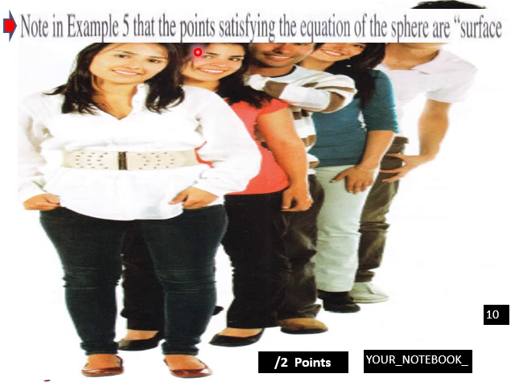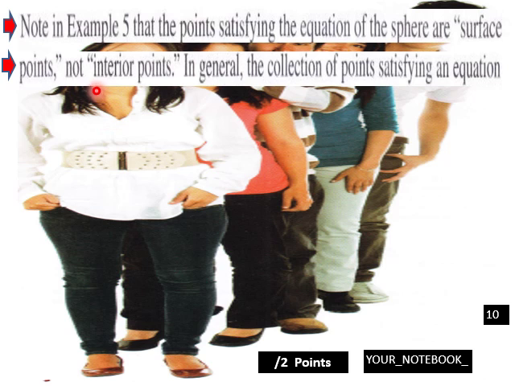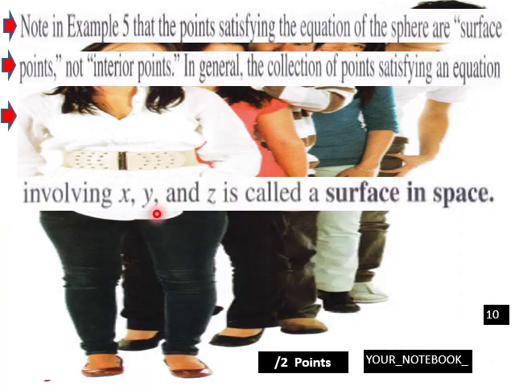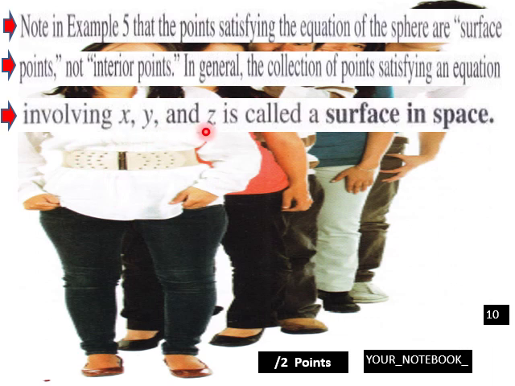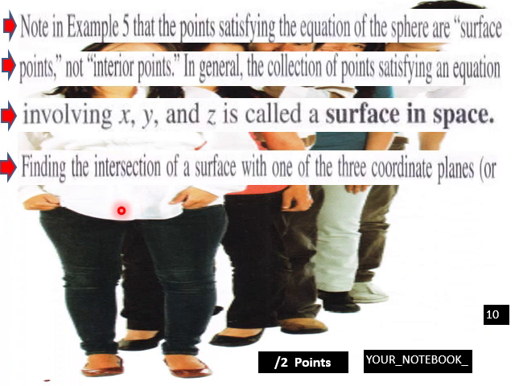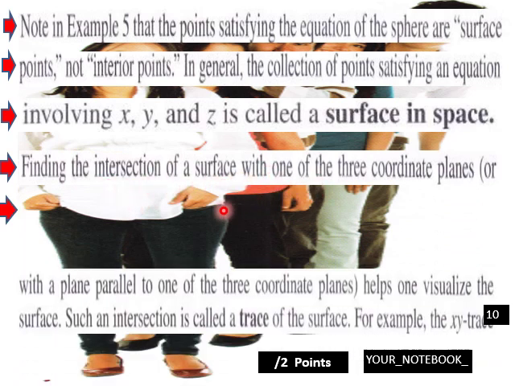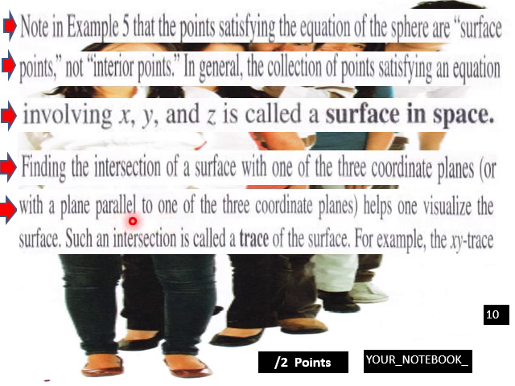Note in example 5 that the points satisfying the equation of the sphere are surface points, not interior points. In general, the collection of points satisfying an equation involving x, y, and z is called a surface in space. Finding the intersection of a surface with one of the 3 coordinate planes, or with a plane parallel to one of the 3 coordinate planes, helps one visualize the surface. Such an intersection is called a trace of the surface.